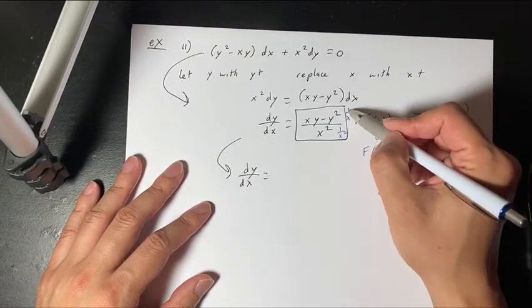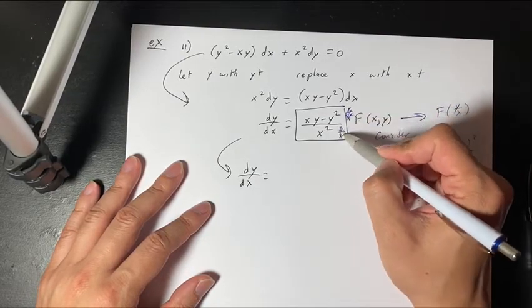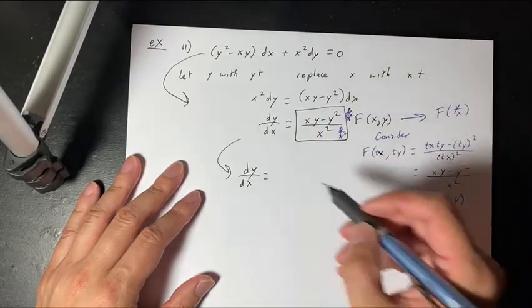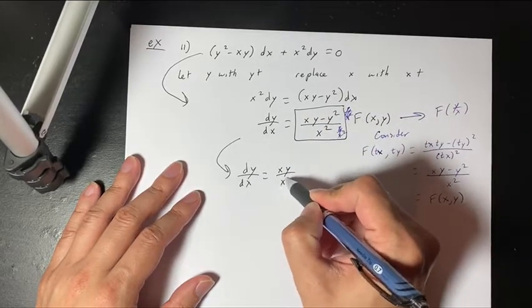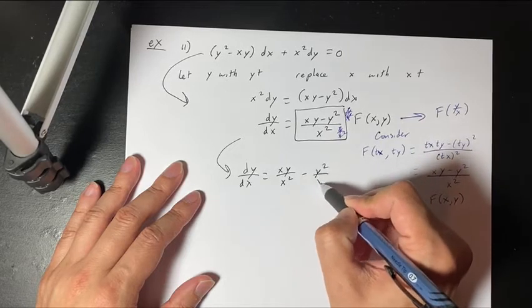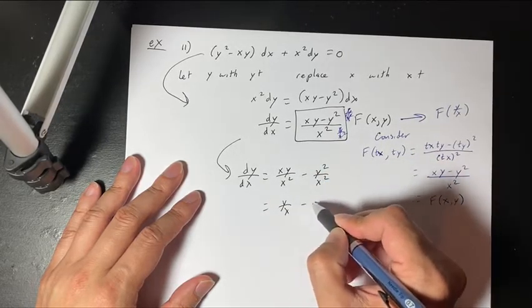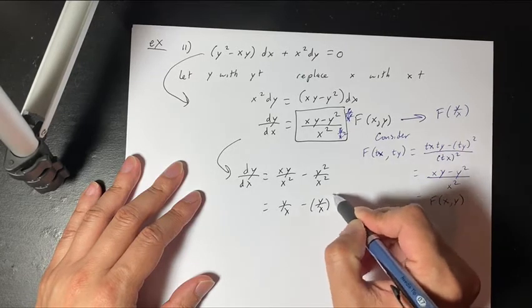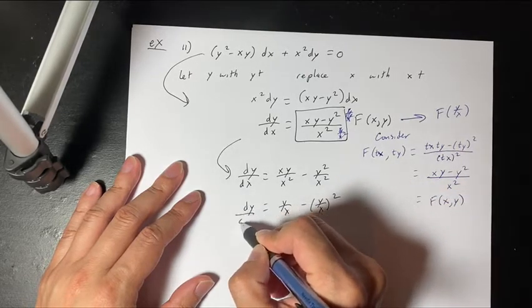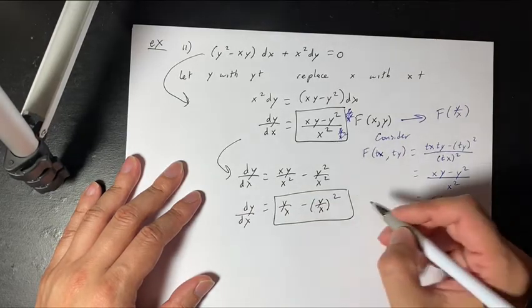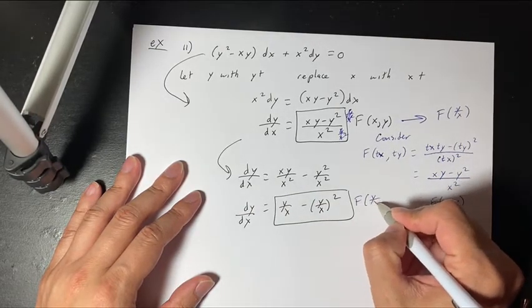Or actually, I see an easier way. I'm just going to divide each term on top and bottom by x squared. So it's xy divided by x squared, and you can see that it's y over x. There it is. This is your f of y divided by x.